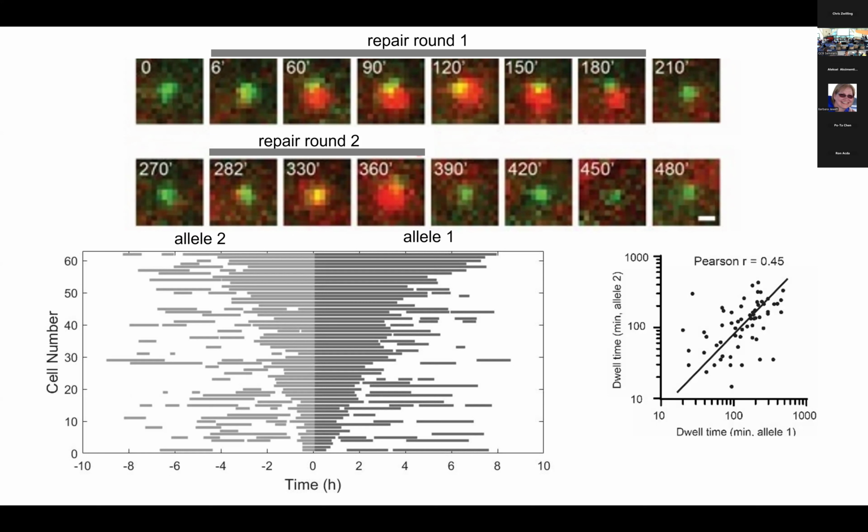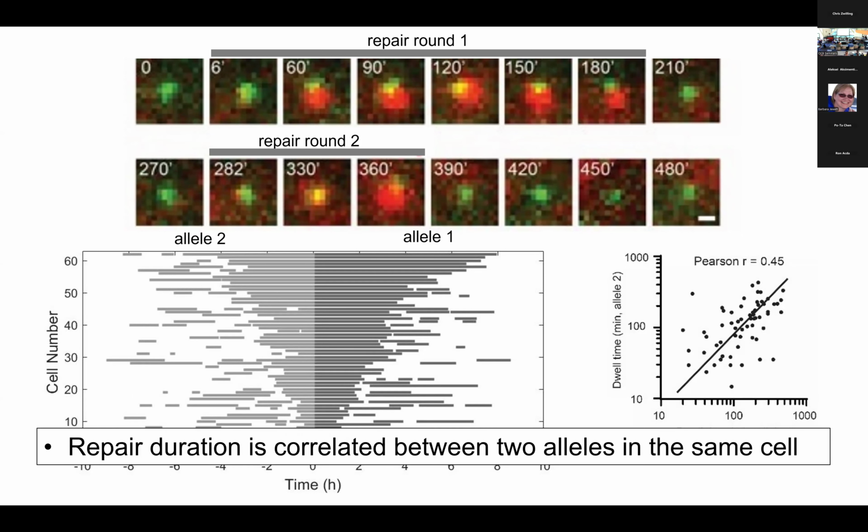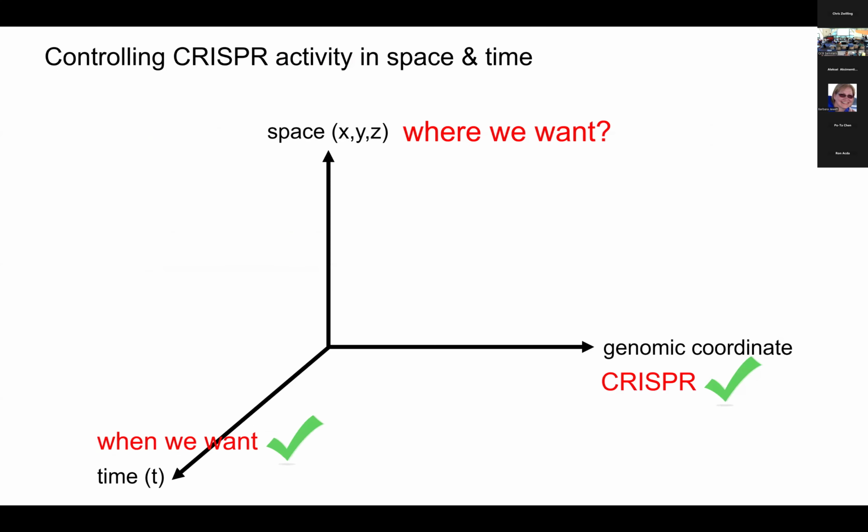The other observation is that we found that the two alleles within the same cell seem to have correlated repair durations. You can see the repair duration from one allele is somehow correlated to the second allele. So far I have shown that this very fast CRISPR has this very high sequence specificity because we use the CRISPR-Cas9 system. We also can activate the very fast CRISPR within a very short amount of time.